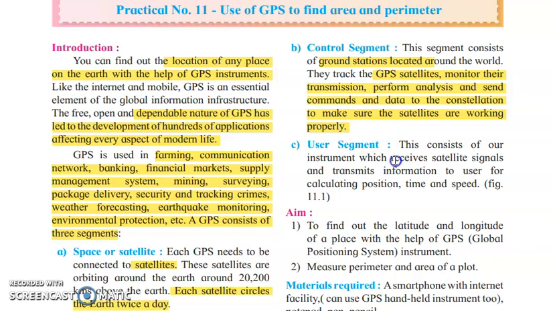And then we have the next one, which is called the user segment, the third segment. User means we people. We are using several instruments. We use instruments so that we receive signals. We use different devices and receive the satellite signal, which transmits the information to the user, like at which position we are, at which place we are, location, position, time, speed. All these things are very important in the case of the user segment.